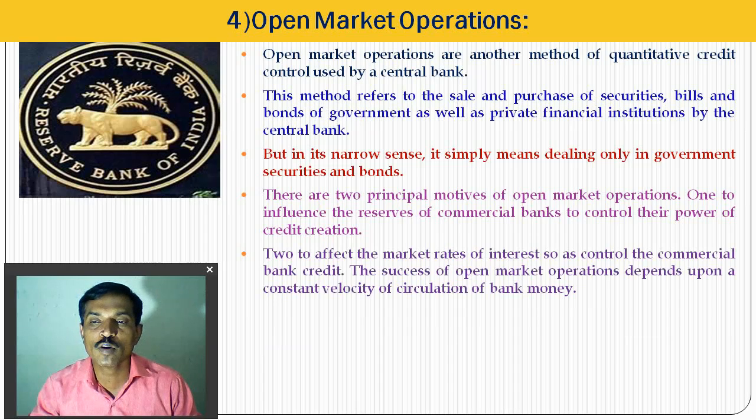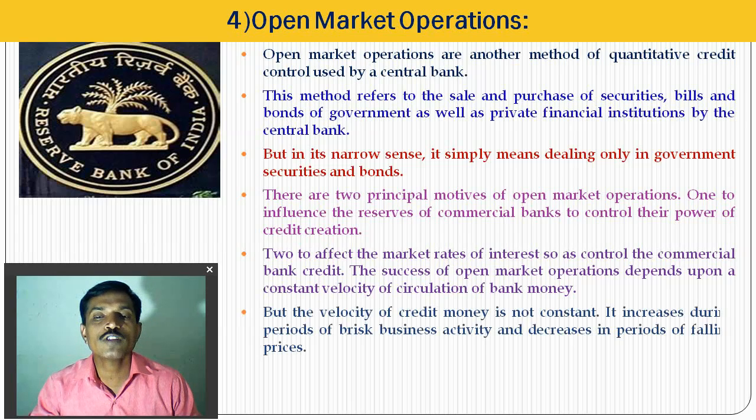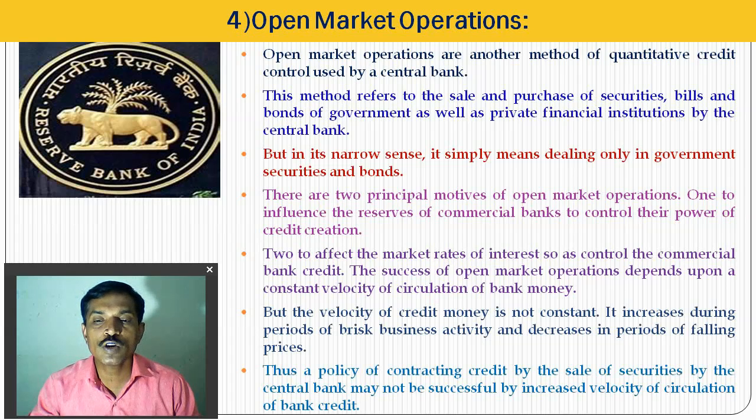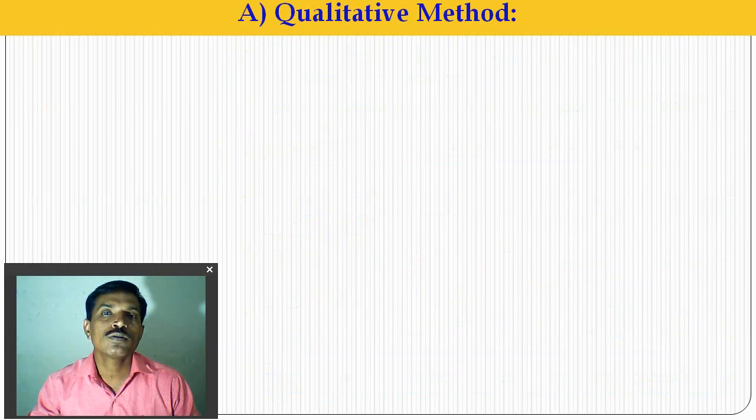The success of open market operation depends upon the constant velocity of circulation of bank money. But the velocity of credit money is not constant. It increases during the boom period of business activity and decreases in the period of falling prices. Also, in this pandemic period, there is a decrease in the velocity of money. So the policy of contracting credit by sale of securities by the central bank may not be successful because of an increase in the velocity of circulation of bank credit. So these are some quantitative tools whose purpose is to reduce or increase the quantity of money supply.